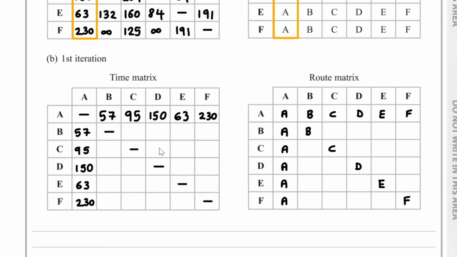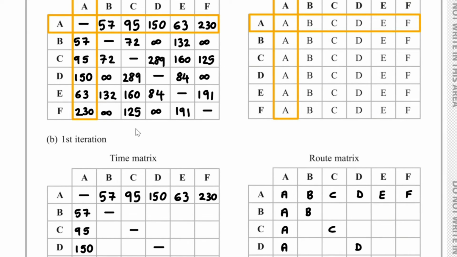So now let's perform the first iteration. For this entry, we compare 72 with the sum of 57 and 95. 72 is smaller, so it's not changing, which means the corresponding element here will also not change.